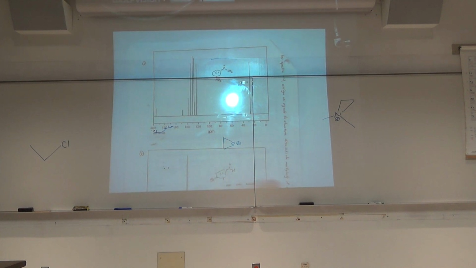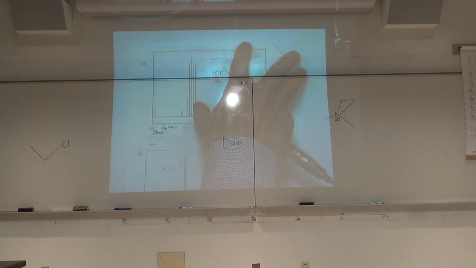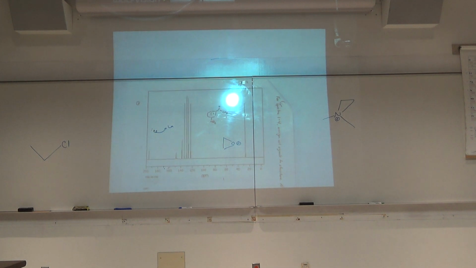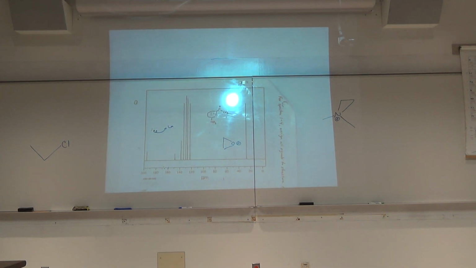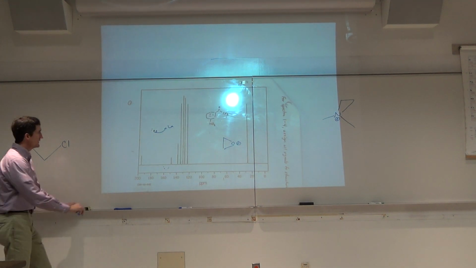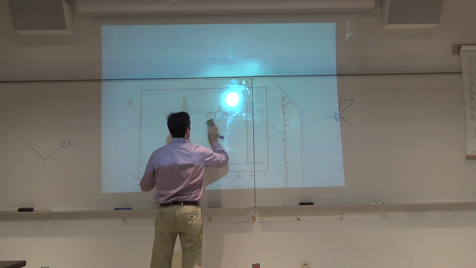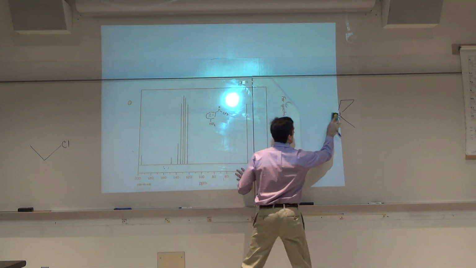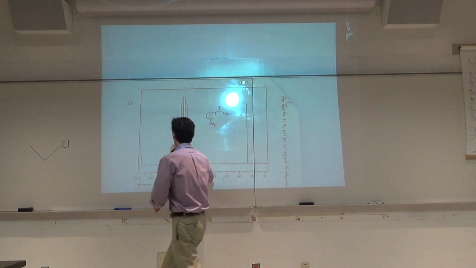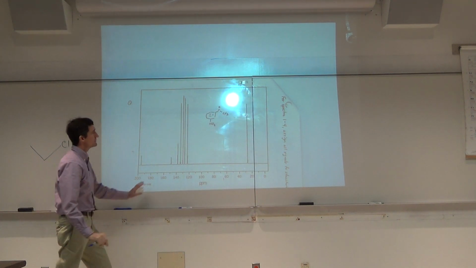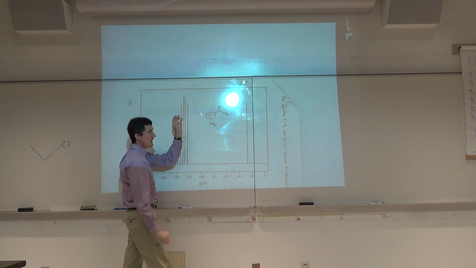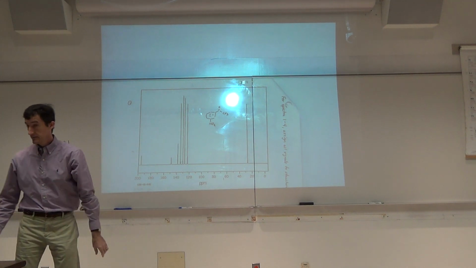Obviously it's 0 to 200, so we know it's carbon NMR. Everything's singlets, so we also know it's carbon NMR. Here's a compound. Look at the structure. How many different carbons? How many signals do you expect? 8.